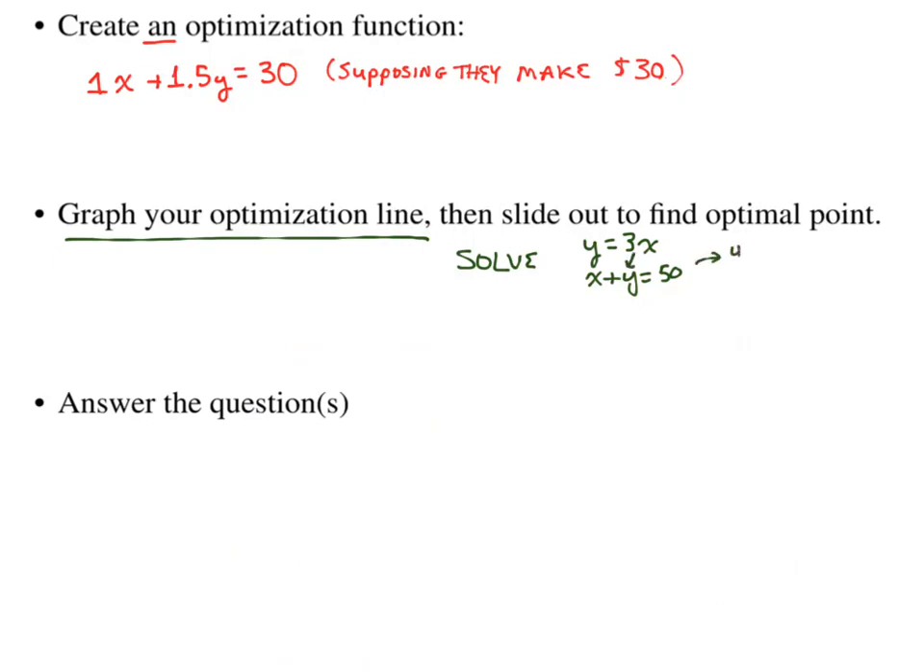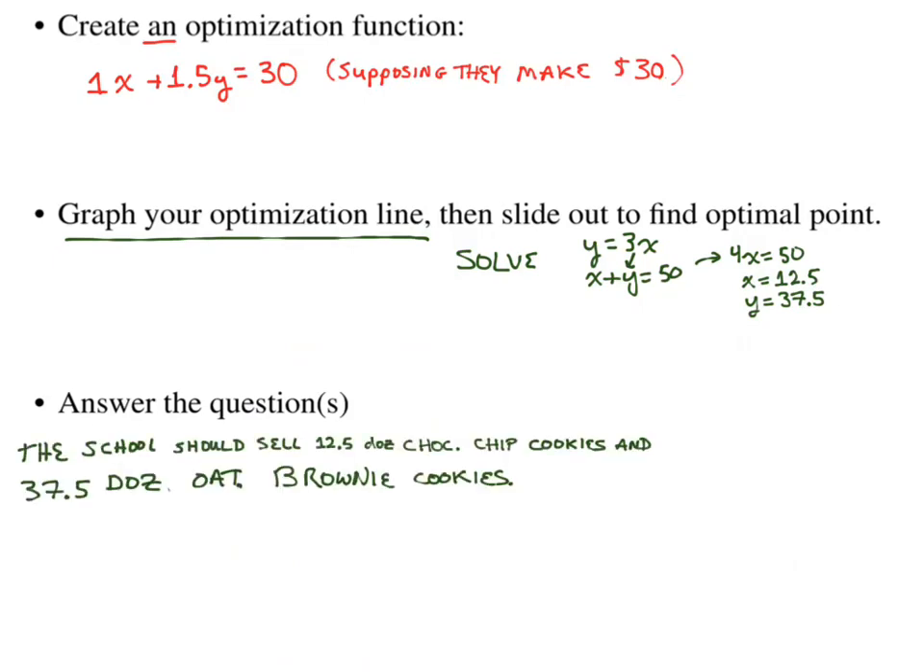So this one's pretty easy to solve. You substitute the 3x in for the y, so you end up with 4x equals 50, and then x equals 12.5, and so then y equals 37.5. That is the best spot. So, to answer the question, the school should sell 12.5 dozen chocolate chip cookies and 37.5 dozen oatmeal brownie cookies.